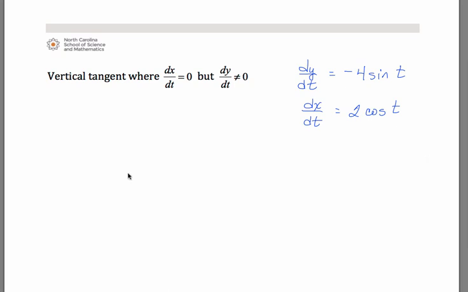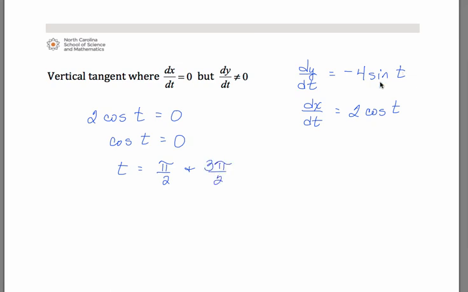So we're going to take that which we had for dx/dt, the 2 cosine t, we'll simply set that equal to 0, divide both sides by 2. So if you again think of your unit circle and where it is that cosine is equal to 0, that's going to be at the top of the unit circle at pi over 2, and then also again at the bottom at 3 pi over 2.